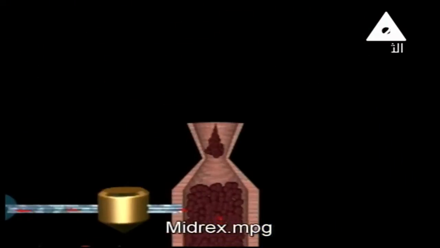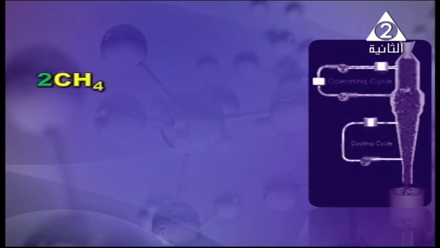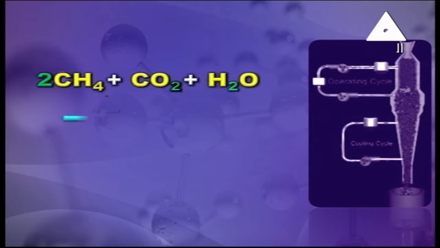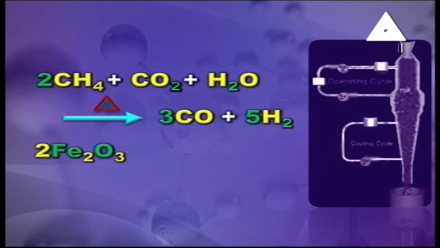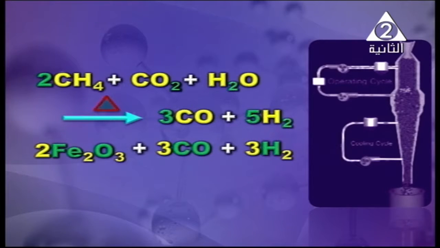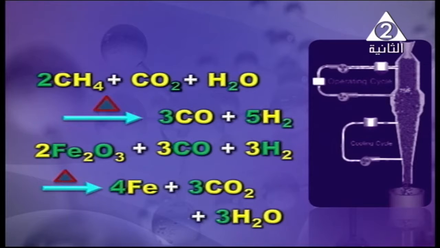So, my dear student, here is the equation of formation of water gas as shown on the screen: methane plus carbon dioxide plus water, by heating, gives carbon monoxide and hydrogen gas. So we form the reducing mixture for hematite. Then iron(III) oxide is reduced by this mixture, carbon monoxide and hydrogen, forming iron, and releases carbon dioxide gas and water vapor that can be used for production of another amount of water gas.